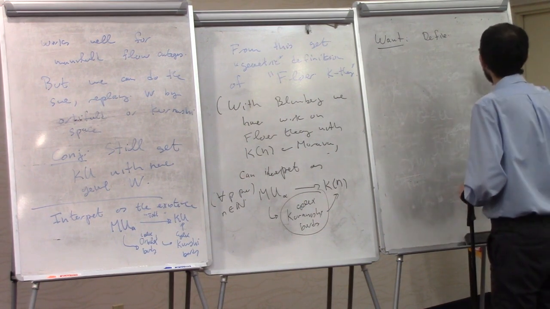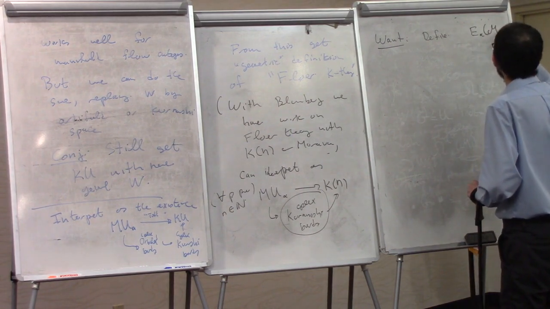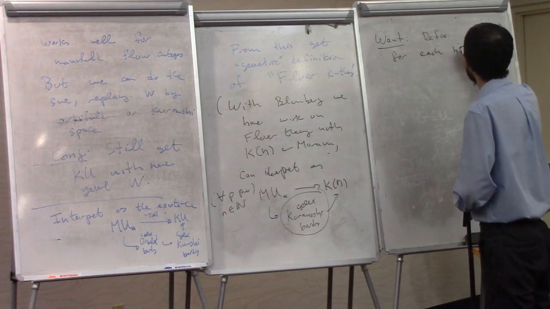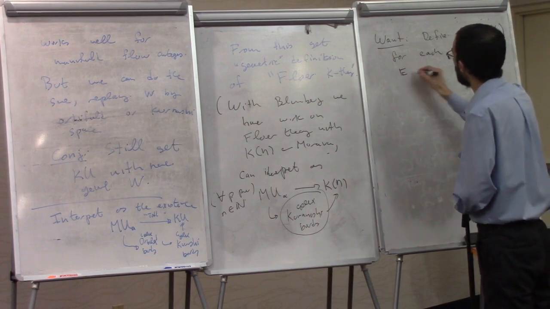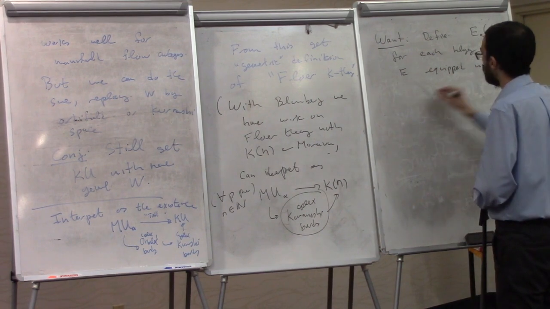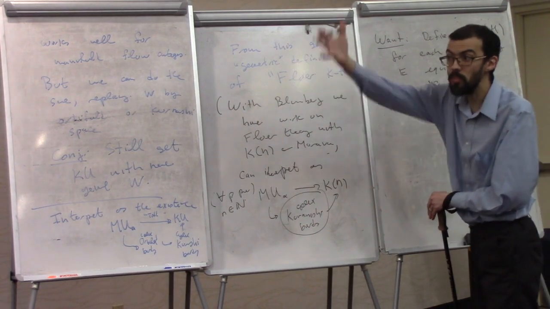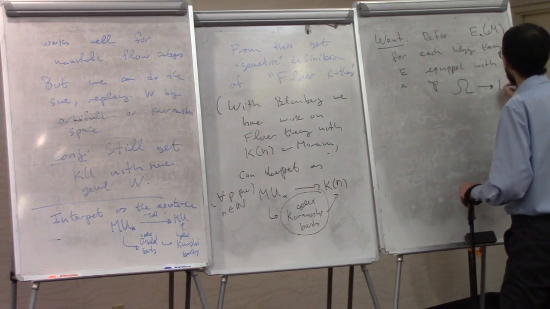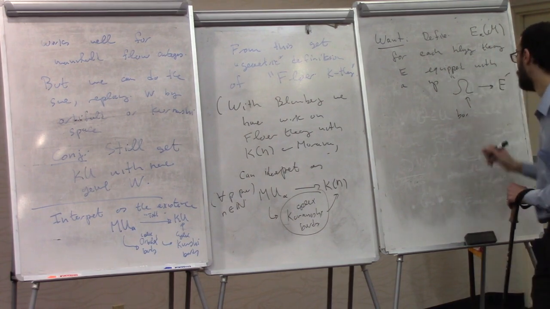Generalized homology groups. So E lower star of M. For each homology theory, E equipped with a map from whatever Bordism theory worked for you. So I'm going to just write Bordism, where this is the Bordism theory over which things are defined.